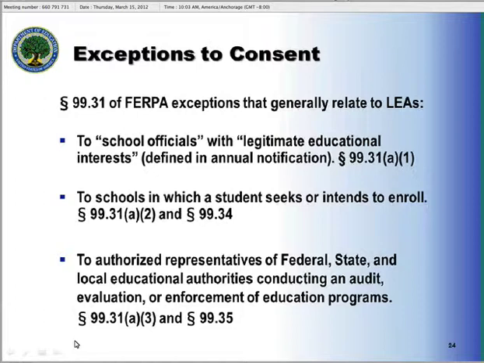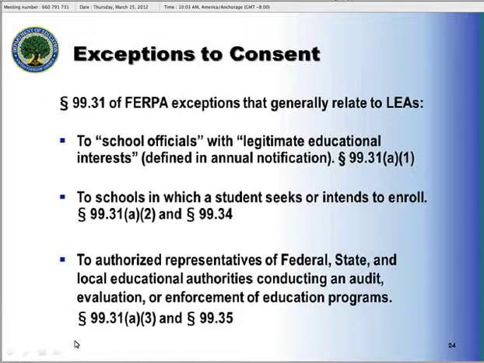One of the requirements for notification is that you include the criteria for who you consider to be a school official within your school and what you consider to be a legitimate educational interest. We have suggested language for that in our model notification on our website. The second one here is disclosures to another school where a student seeks to enroll.